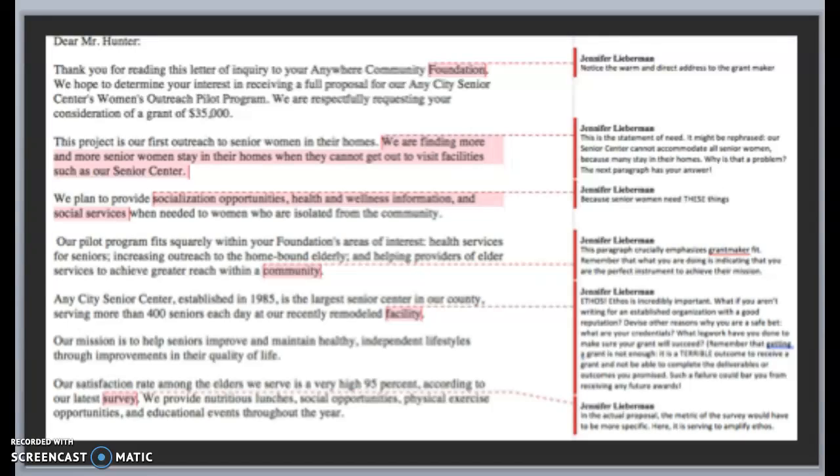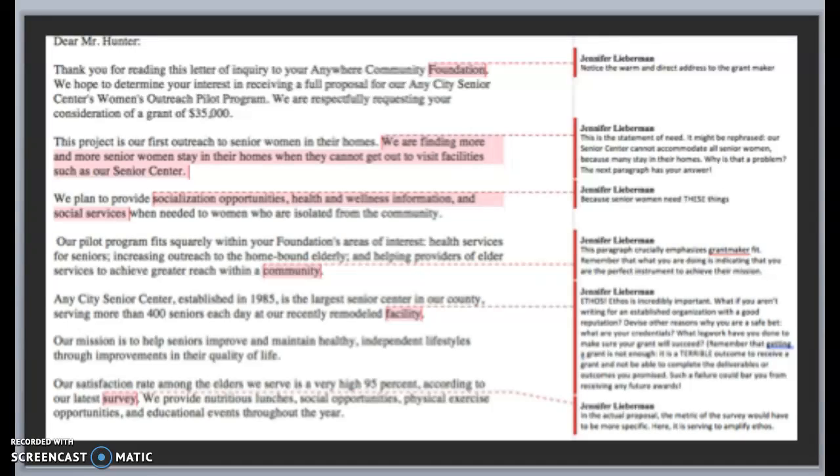The letter goes on. Our pilot program fits squarely within your foundation's areas of interest: health services for seniors, increasing outreach to the homebound elderly, and helping providers of elder services to achieve greater reach within a community. This paragraph crucially emphasizes grantmaker fit. Remember that what you're doing is indicating that you're the perfect instrument to achieve their mission. And that's exactly what they're saying here. You have money, you want that money to accomplish these goals. Here's how we will accomplish those goals with your money.